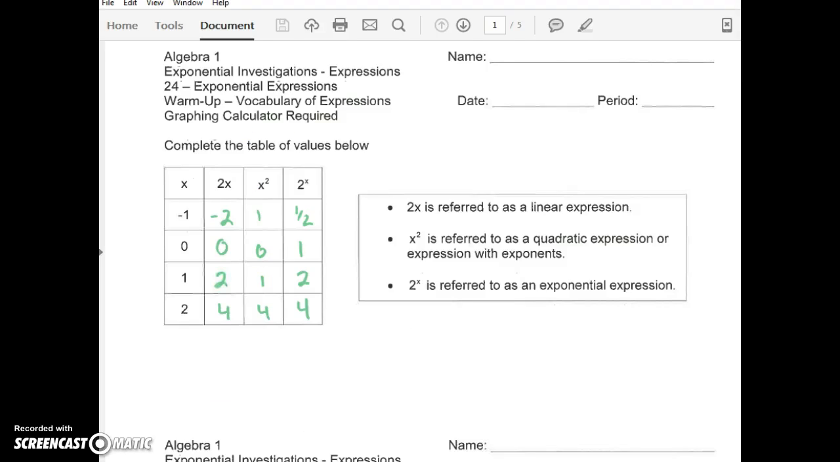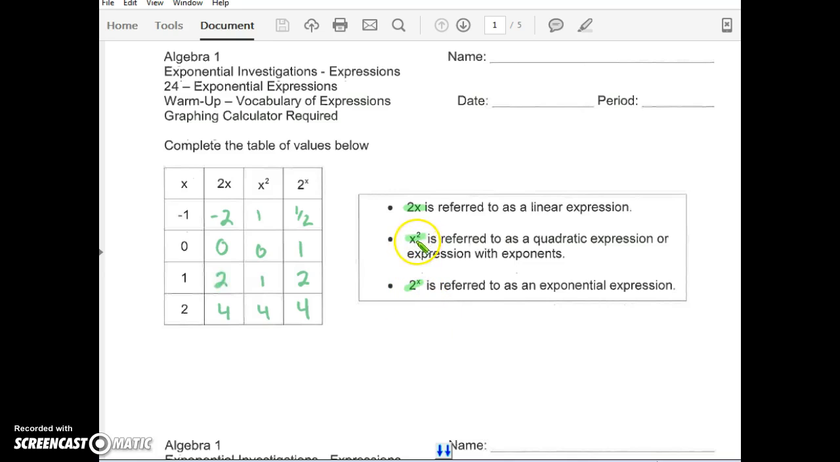Now, the interesting part about this is this has three different types of functions, kind of the main functions we're going to look at this year. The first type is a linear function, so it's y equals 2x. The second type is a quadratic function, x squared. And the third is an exponential expression. Now, this one right here is the one we're really focusing on. What makes it exponential is the fact that it has a variable in the exponent.